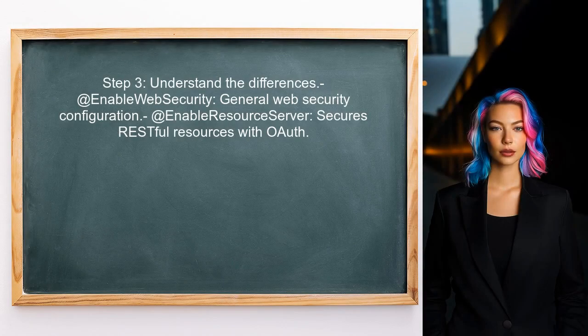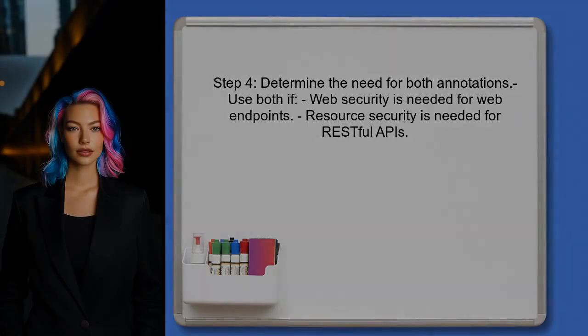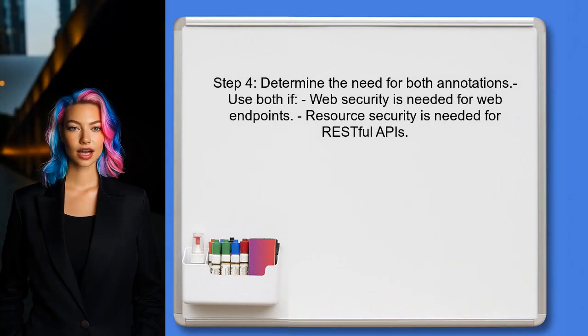Now let's discuss the difference between @EnableWebSecurity and @EnableResourceServer. The user should understand that @EnableWebSecurity is used for general web security, while @EnableResourceServer is specifically for securing RESTful resources. Finally, the user should consider whether both annotations are necessary in their application. If the application requires both web security and resource security, then implementing both is appropriate.